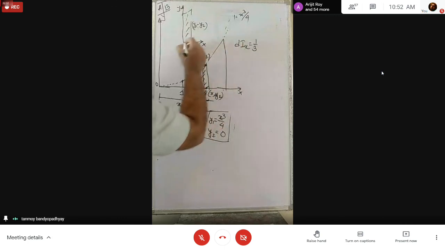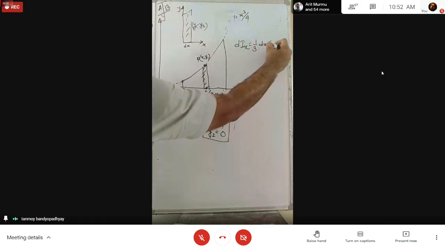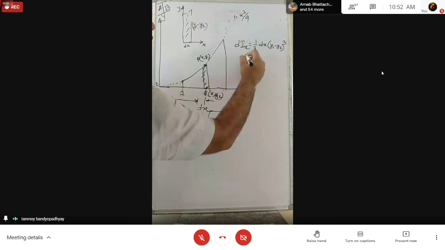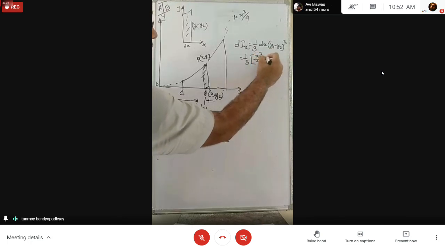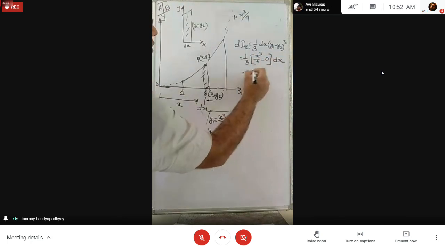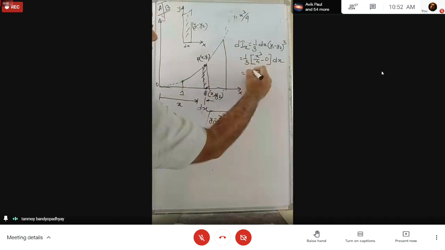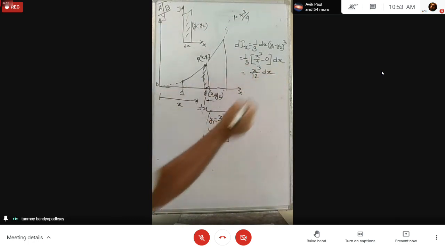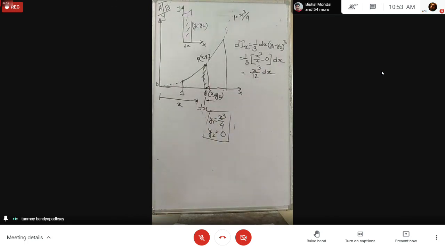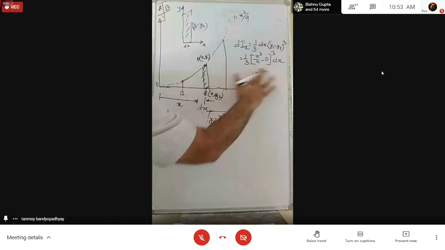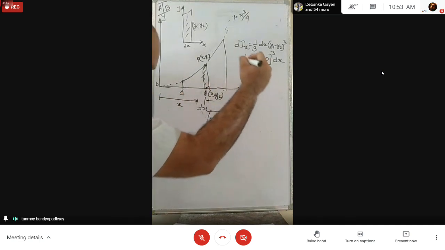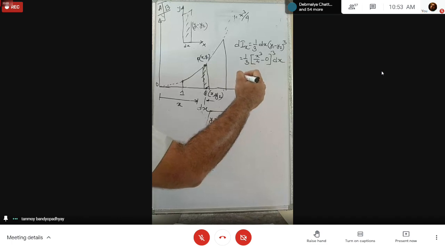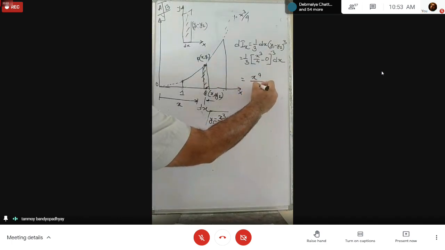So the base is dx. So 1/3 dx into h cubed, where h is y1 minus y2 whole cubed. So y1 is x cubed by 3. You repeat all the things that I have told, into dx. So this will be x cubed by 12 into dx. There is a cube here also, so it should be x to the power 9 divided by 192, I think. So it should be x to the power 9 divided by 192 dx.